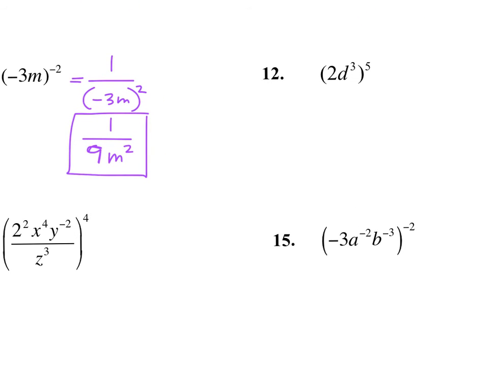All right, number 12. What do you do with that? You're going to distribute that 5 to both. So 2 to the 5th power, and then times d to what power? 15. You multiply them, right? When it's a power to a power, you multiply. So that's to the 15th. What's 2 to the 5th power? 32, right? So this is 32d to the 15th. Okay, 3 more. Oh my goodness.